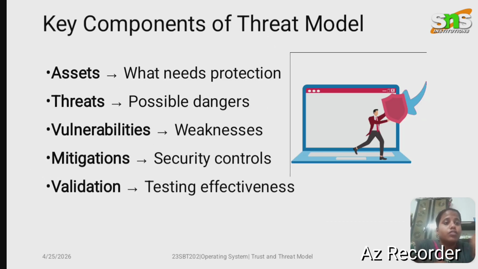The key components of the threat model are: asset, what we protect. Example, the password, the database. Next one is the threat, that is the possible attacks. Example, hacking, malware. Vulnerability, it is the weakness. Example, a weak password. Mitigations, that is the defense. Example, encryption and firewalls. Next one is the STRIDE framework.